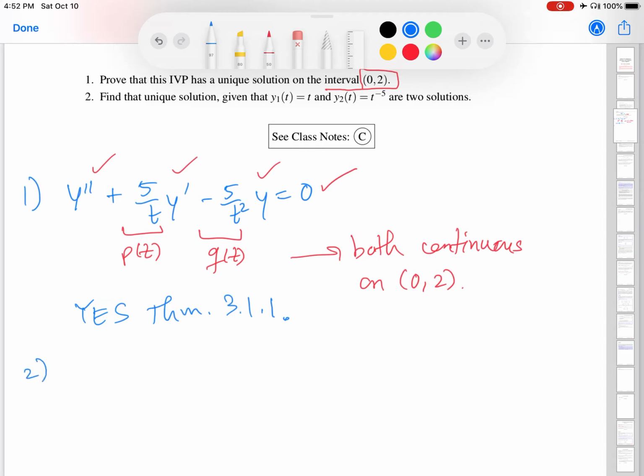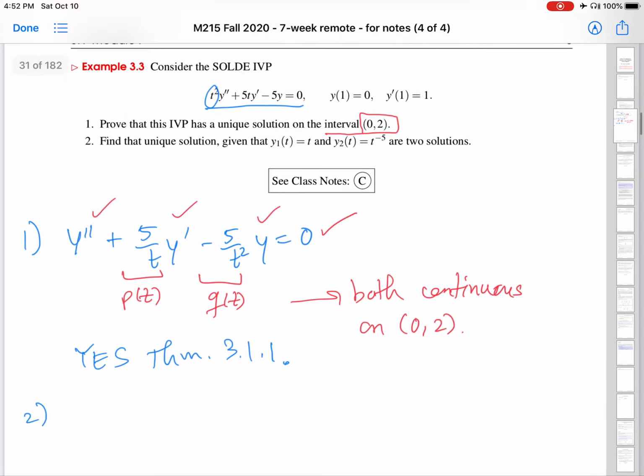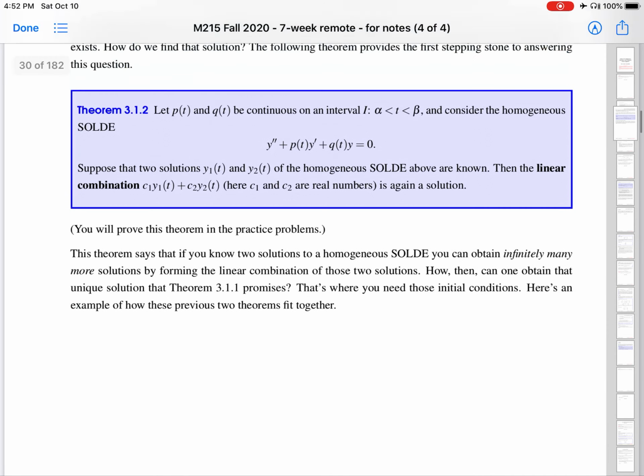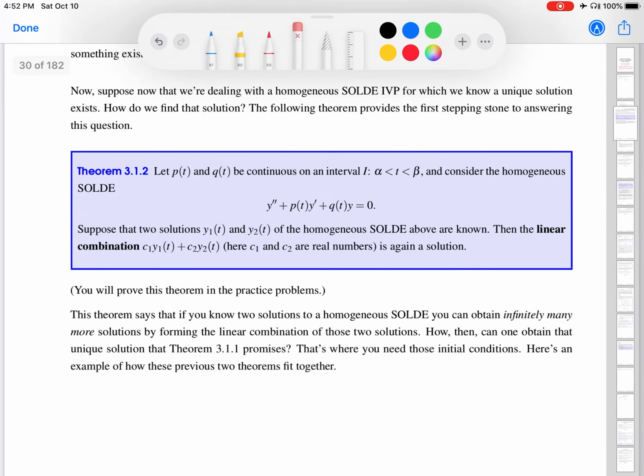The second part of this example asks you to find that unique solution. To do that, we're going to use a different theorem. I'm going to scroll up a little closer and take a look at this theorem. Let's read what it says. Suppose P and Q are continuous on an interval, the same part of the supposition of the existence uniqueness theorem. Consider the homogeneous ODE, the same type of ODE that we're looking at.